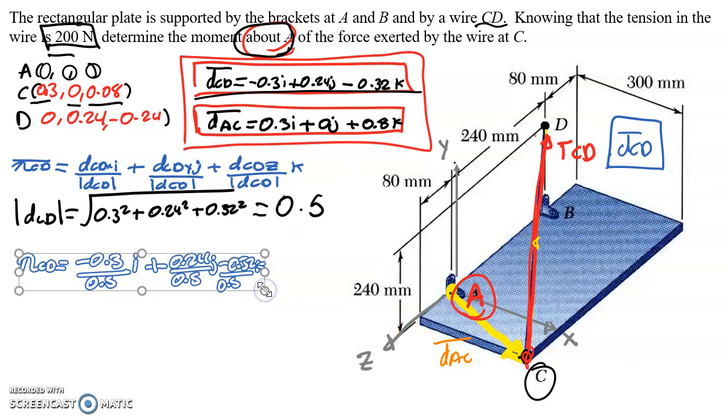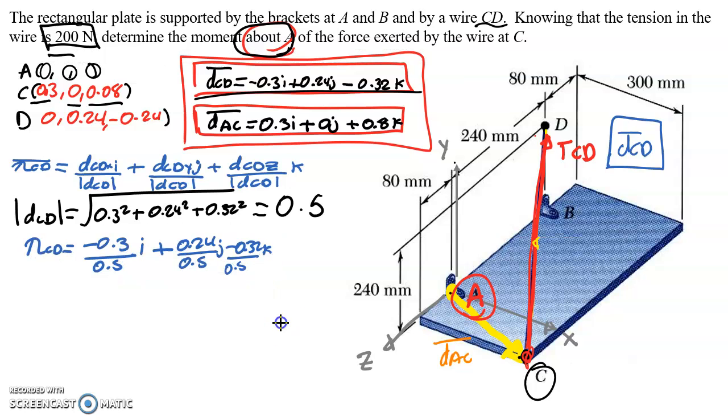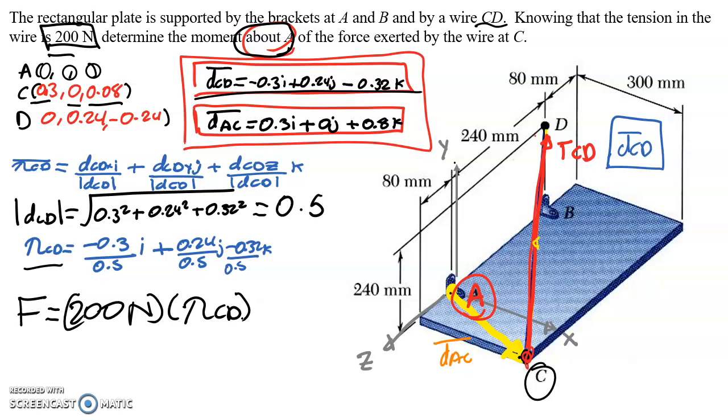Now, why do we need that? We need the force vector. However, the force vector is going to be composed of one magnitude, which we already know, and we require the lambda, which now we know. So, to create the force vector that we're going to use, we will multiply the 200 newtons times lambda CD.